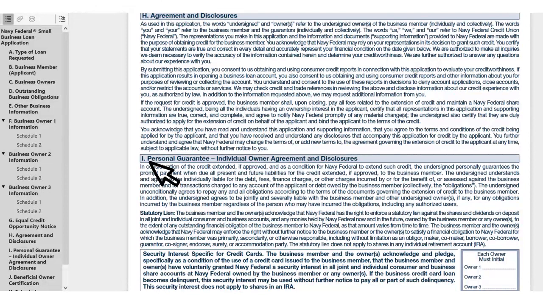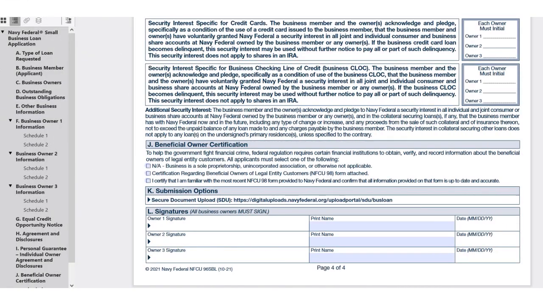And God forbid, if you have a poor score, that's even worse. So in that case, of course, they're going to ask for a PG, okay? But it's not always the case. And on the next screen, you actually have to put in more information.